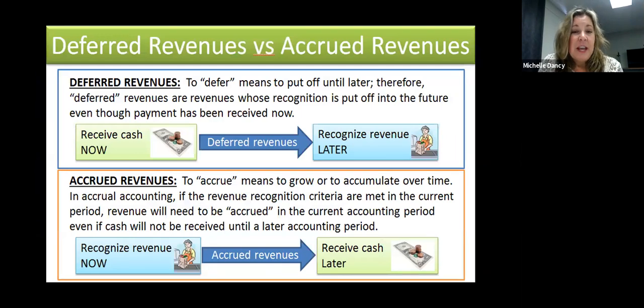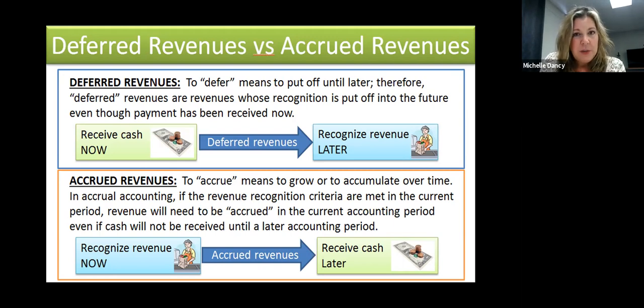This is just another example of the same information. Deferred revenue, we receive cash now. We recognize the revenue later. Because remember, defer means to put it off. Accrued revenues, we recognize the revenue now, even though we won't get paid till later. So on the previous slide, I had it grouped by accruals and deferrals. Now we're looking at revenue, whether it's deferred revenue or accrued revenue. Remember, deferred means cash now, recognize later. Accrued means recognize now, cash later. Same stuff we've been saying, I've just got it grouped a little bit differently.